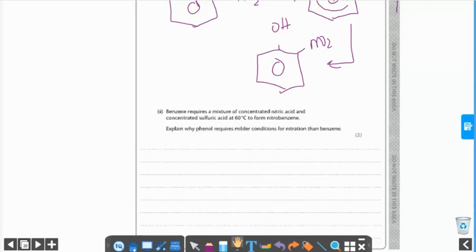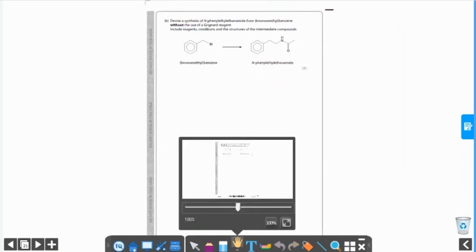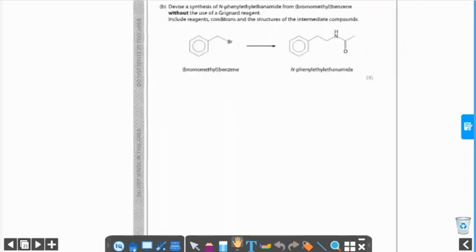So why does phenol require milder conditions? We know the reason. The lone pair of the oxygen atom on the phenol increases the electron density on the benzene ring. So electrophiles will find benzene more attractive. So the lone pair on the oxygen atom gets delocalized with the pi system, enriching the pi electron cloud. So the electrophile will find the phenol more attractive for the electrophilic attack.